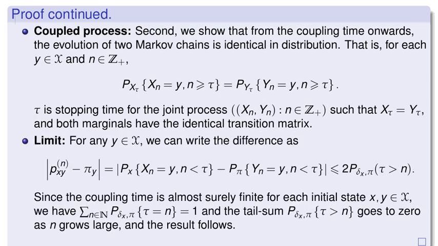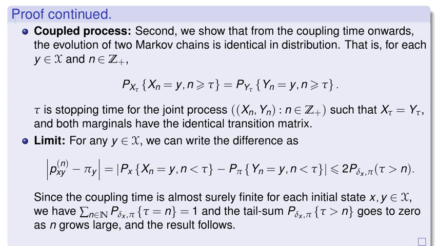Now for the limit, for any state y in script X, we can write the absolute difference between P_xy^n and pi_y as the absolute difference between the probability P_x that X_n equals y and n is less than tau, minus the probability P_pi that Y_n equals y and n is less than tau. This difference is bounded above by 2 times the probability, under the joint initial distribution delta_x and pi, that tau is greater than n.